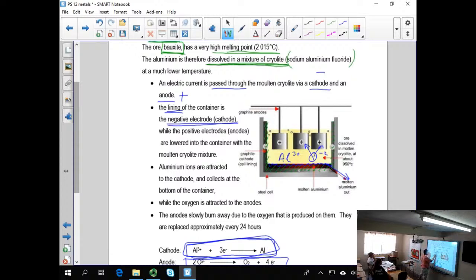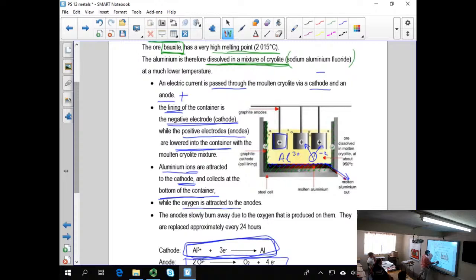The positive electrodes are large blocks of carbon that are lowered into the container with the molten cryolite. Aluminium ions, the metal ions, are positive, so they are attracted to the cathode, which is the negative electrode. It's just Coulomb forces. All right, opposite charges attract. And it will collect at the bottom of the container, from where it can be tapped off.